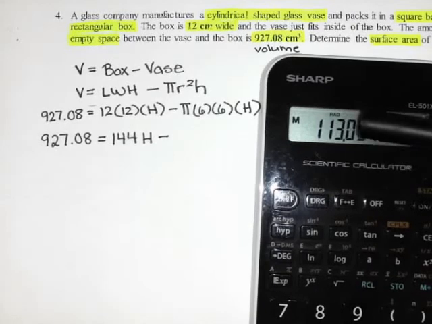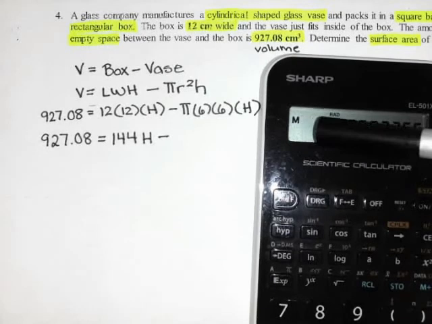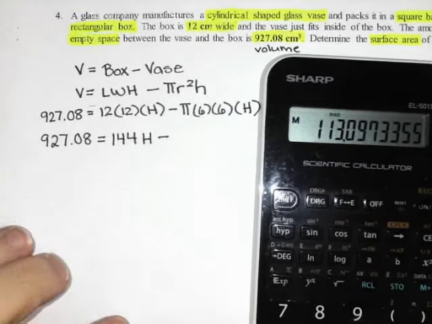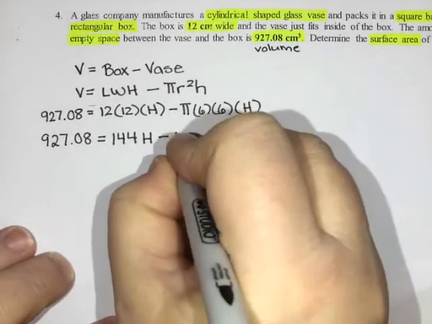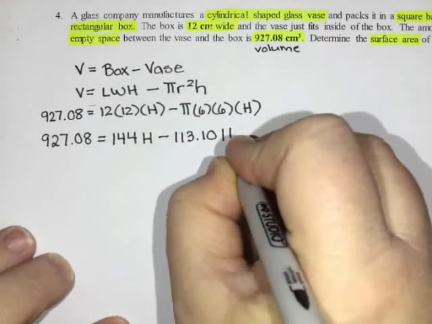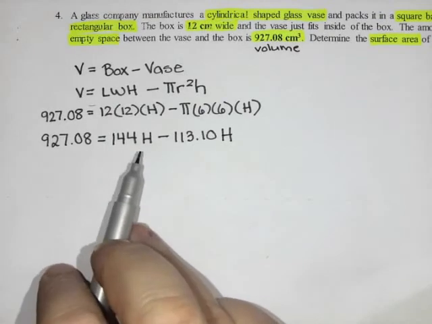So 113.09. The next number is a 7, so that's going to push that 9 up to a 10, so it's going to be 113.10. Now, normally I would not round in the middle of a question, but I don't know that I want to keep every single one of those decimal places right now. So I'm going to do 113.10. And then that is also times h.